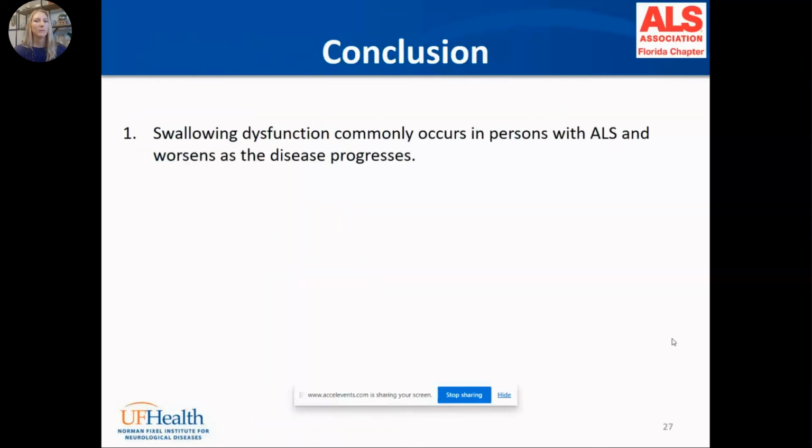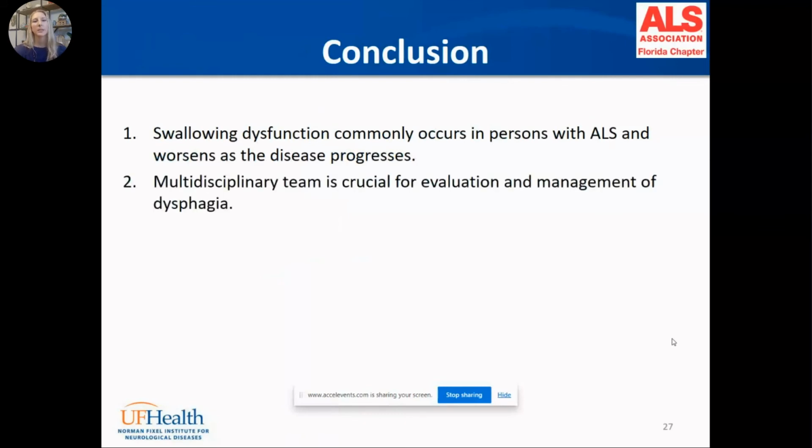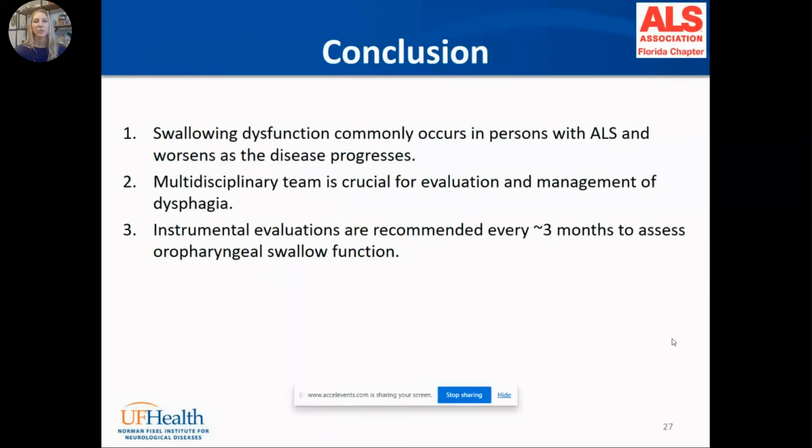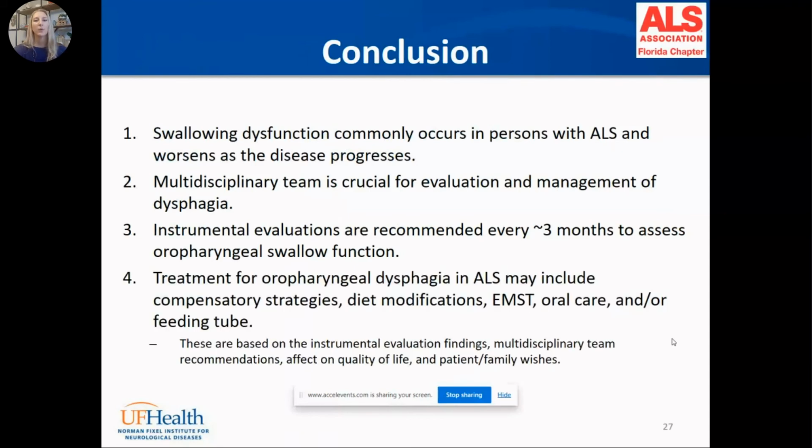So to conclude, swallowing dysfunction commonly occurs in persons with ALS and worsens as the disease progresses. Multidisciplinary team is crucial for the evaluation and management of dysphagia. Instrumental evaluations are recommended about every 3 months to assess or reassess oropharyngeal swallow function and adapt our recommendations. And treatment for oropharyngeal dysphagia in ALS may include compensatory strategies, diet modifications, EMST or RMST, oral care, and or feeding tube. And like I said, they're based on instrumental evaluation findings, the interdisciplinary team, the effect that it has on someone's quality of life, and the patient or family wishes.